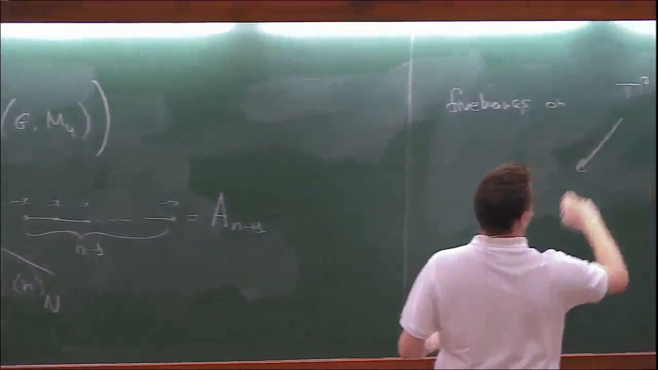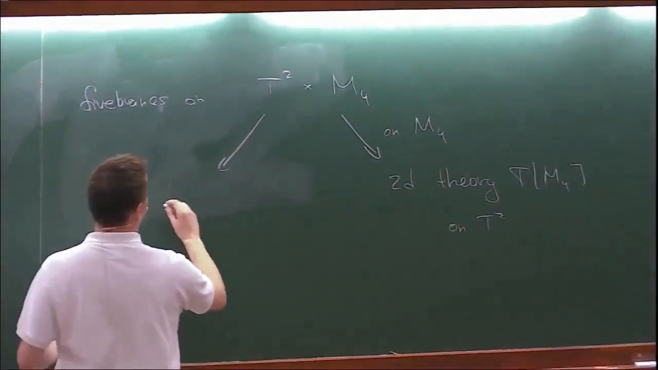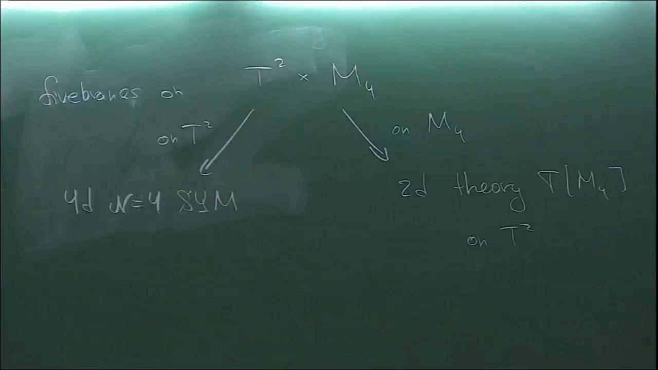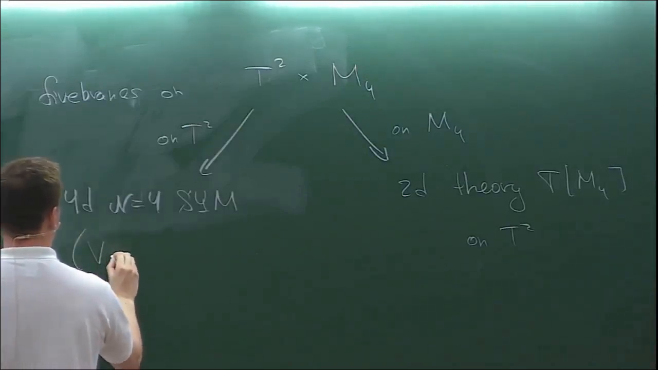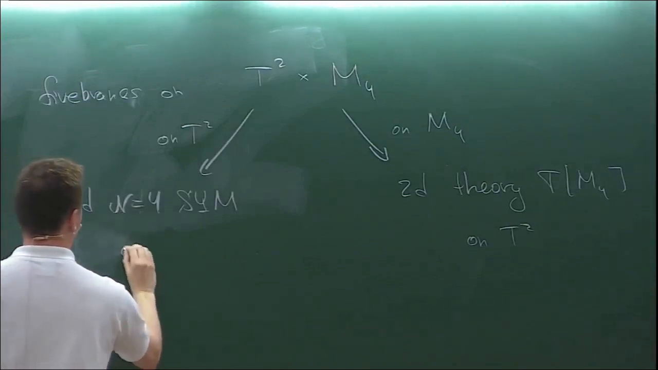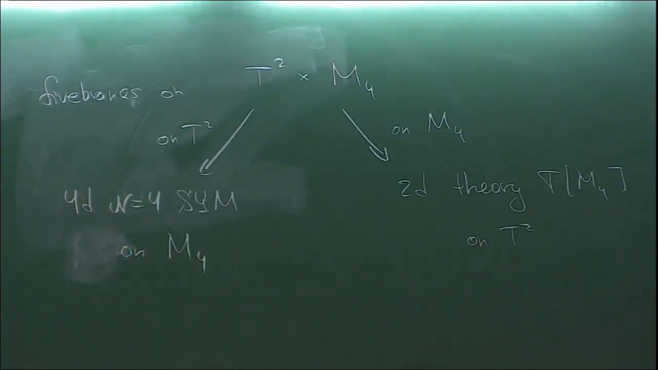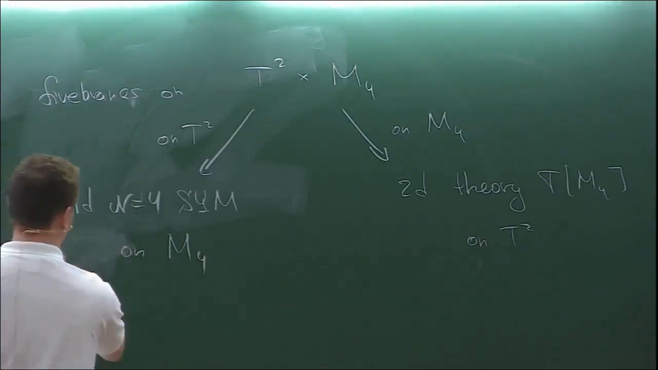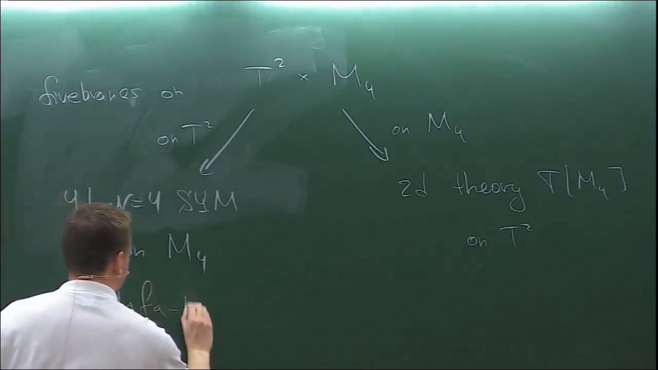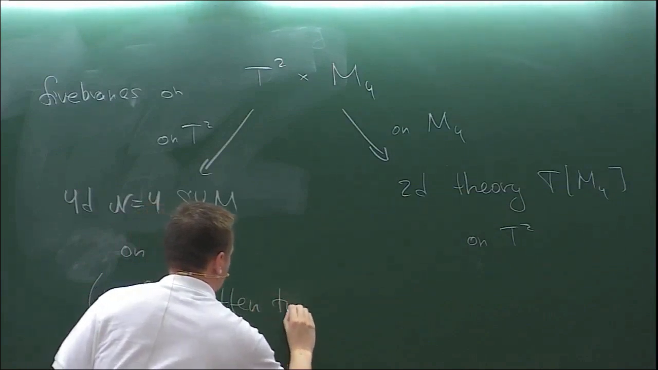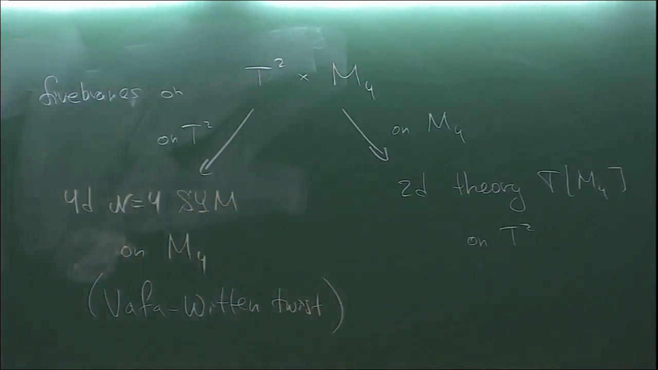If you do the other reduction, first compactifying on T2, what happens is that you reduce on T2 first. What you get is 4D N=4 super Yang-Mills. This is on a 4-manifold, on M4. But now, in order to be defined on a curved space, this theory has to be topologically twisted. And if you think what it is, it's actually the Vafa-Witten twist of N=4 super Yang-Mills.